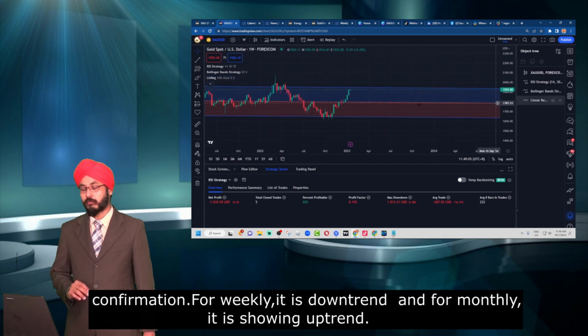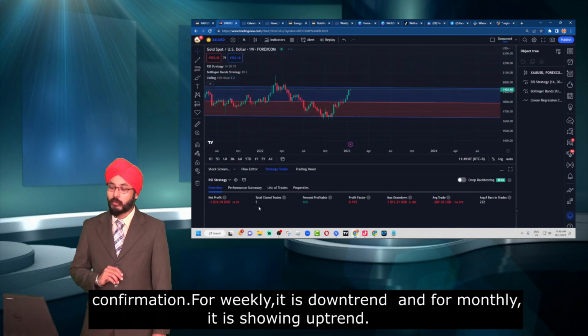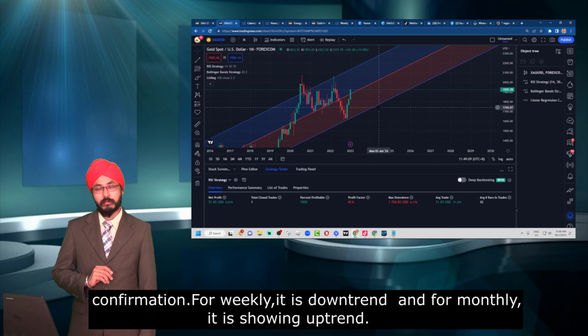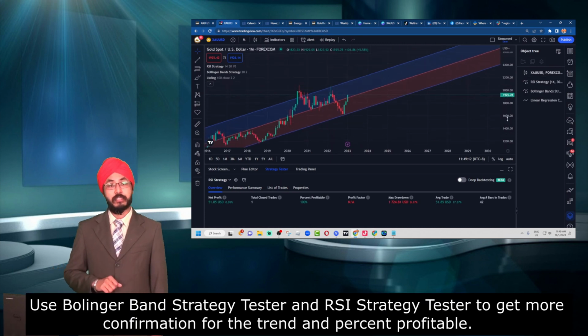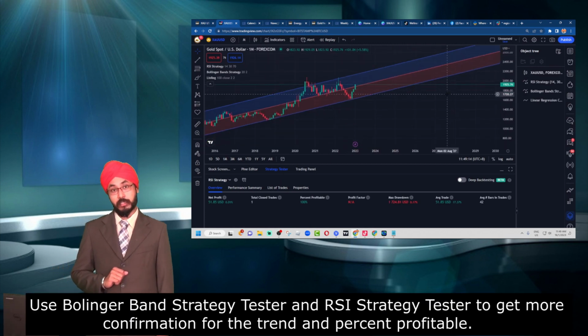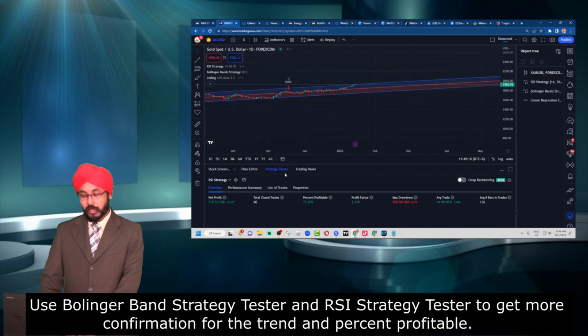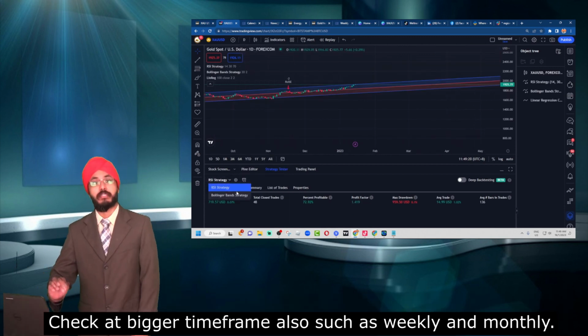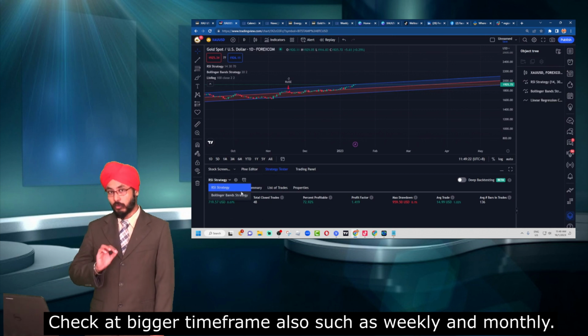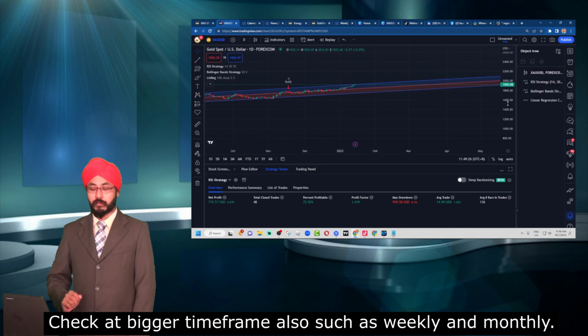It is very important for us to have confirmation, and what happens is that we will have to use 2 types of strategy tester. The first is the Bollinger Band strategy tester, and we also use the RSI strategy tester along with it. It is very important to ensure that the percent profitable for both the Bollinger Band strategy tester and the RSI strategy tester is above 50%.